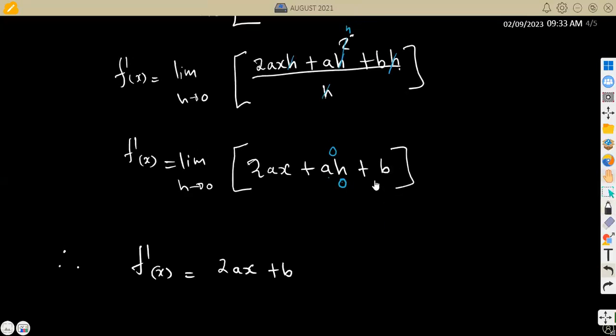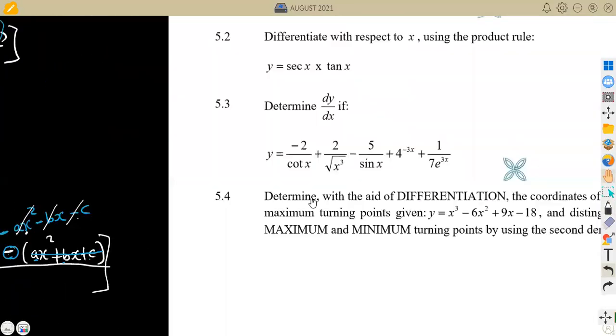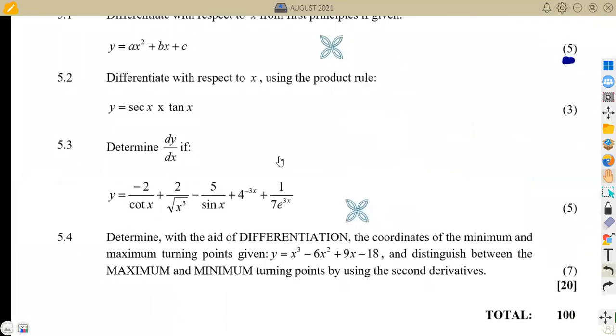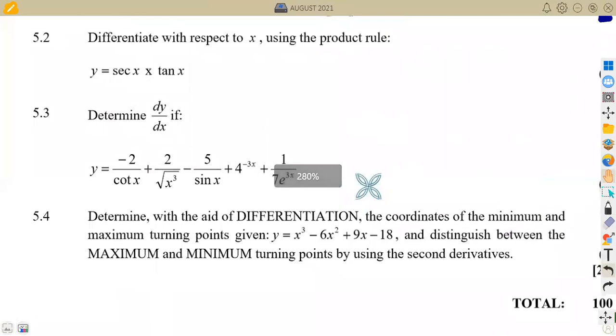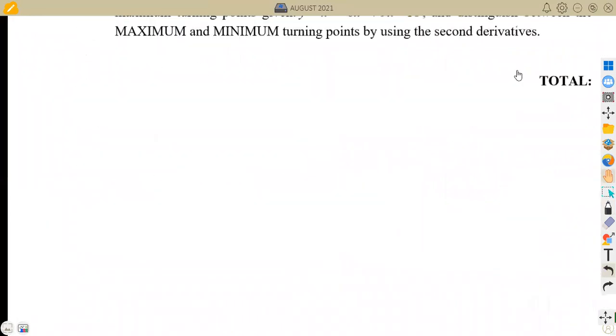Let's move on to 5.2 of the question. All right, so that's 5.2, differentiate with respect to x. This one is with respect to x, but we are supposed to apply the product rule. So let's see how we can apply the product rule to differentiate. Y is equal to sec x times tan x. So it's not sec x then, it's sec x multiplied by tan x, okay?